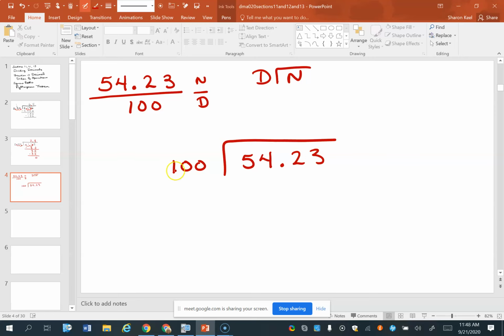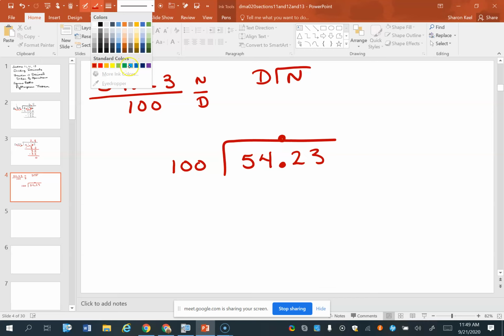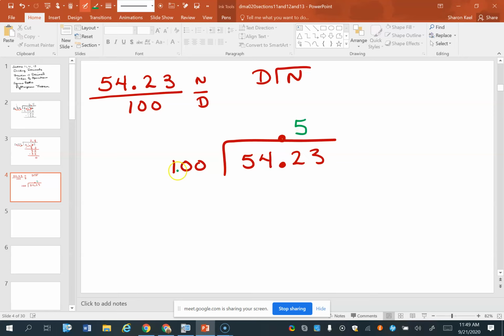Now for this problem, if you will notice, this is a whole number, 100. So I don't have to move the decimal anywhere. The decimal here is going to be in the same location up above. So as I do my division here, 100 does not go into 54, but it would go into 542. It would go 5 times. 5 times 100 is 500. When we subtract, we have 42 left.